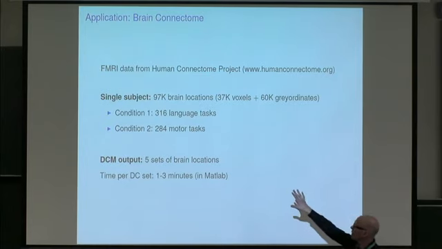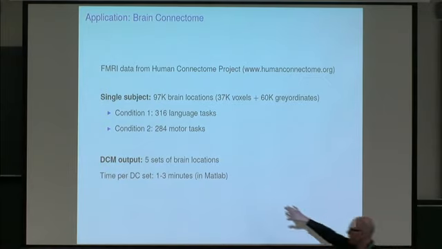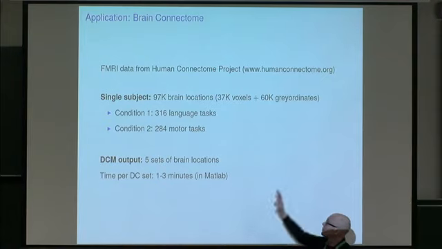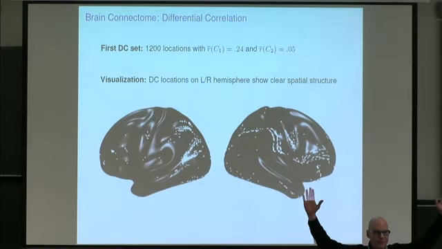This is a single subject. They completed 316 language tasks, 284 motor tasks, and we found 5 sets of brain locations. Here we used a MATLAB implementation, a bit faster, but again, 1 to 3 minutes. So we've got 100,000 by 600, and it's pretty fast. What do we see? A pattern.